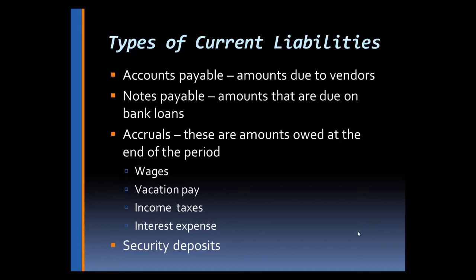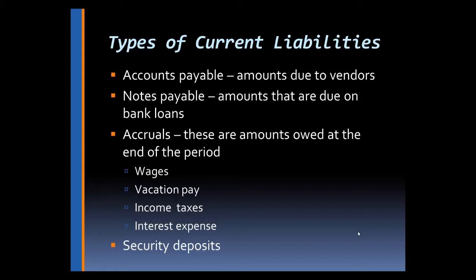Then we have notes payable, but only the amounts that are due within 1 year are considered to be a current liability. Any amount of a note that's after 1 year is considered to be a long-term liability. Then we have accruals. These are amounts that are owed at the end of a period but have not been paid out yet and must be accrued to properly match the revenue with expense. Wages payable, vacation pay, income taxes, and interest expense are the most common types of accruals that are made at the end of the period to reflect what is owed by the company to be paid in a future period.